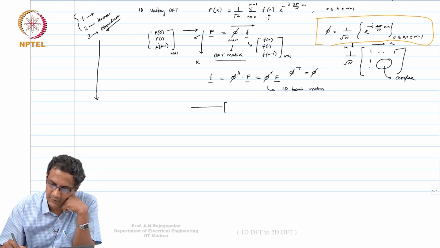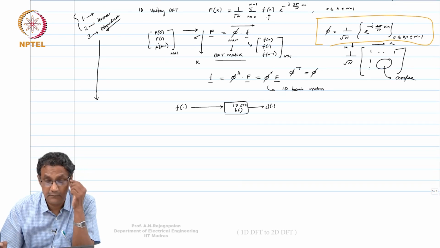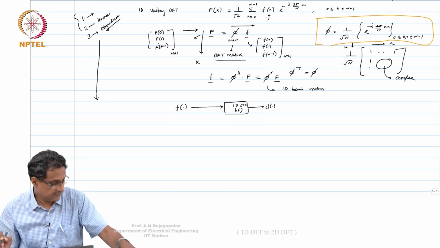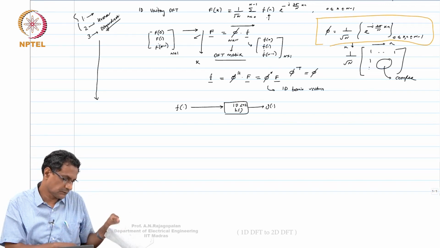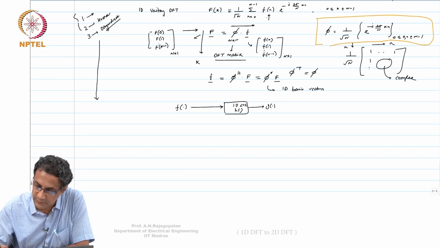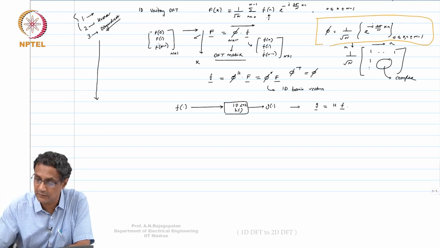Assume you have a 1D system, which is LTI, with an impulse response h. Imagine that your input sequence is some f and the output is some g. We saw that if you implement linear convolution via circular convolution, then g is equal to H times f. This we saw before.